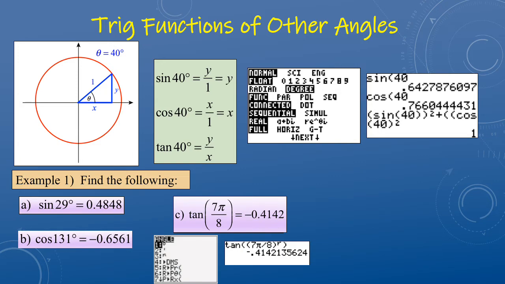If you want to take the tangent of 7 pi over 8 radians, but do not want to take the time to switch back to radian mode, you can do this while in degree mode. You use the second angle menu and use option 3, which is for radians. So we type in tangent of parentheses 7 pi over 8 end parentheses radians, and we will get negative 0.4142 as shown on the screen.